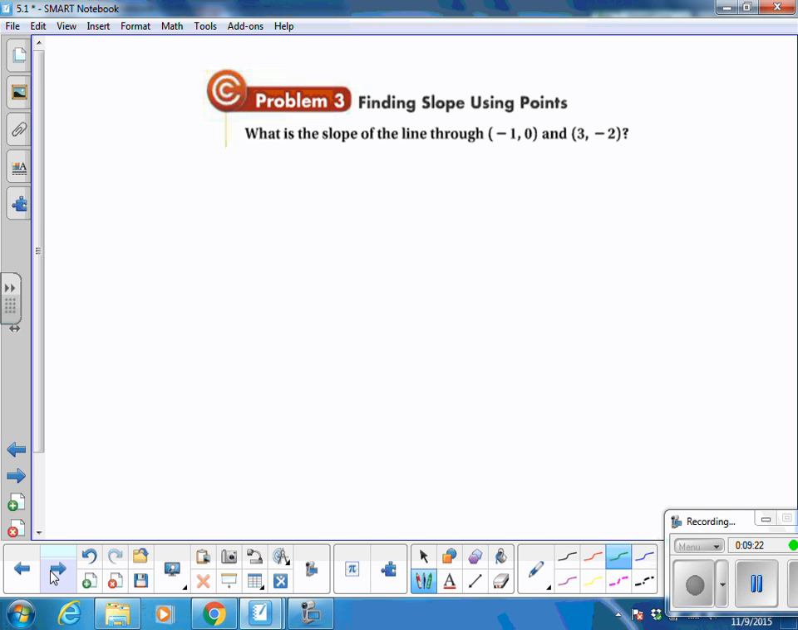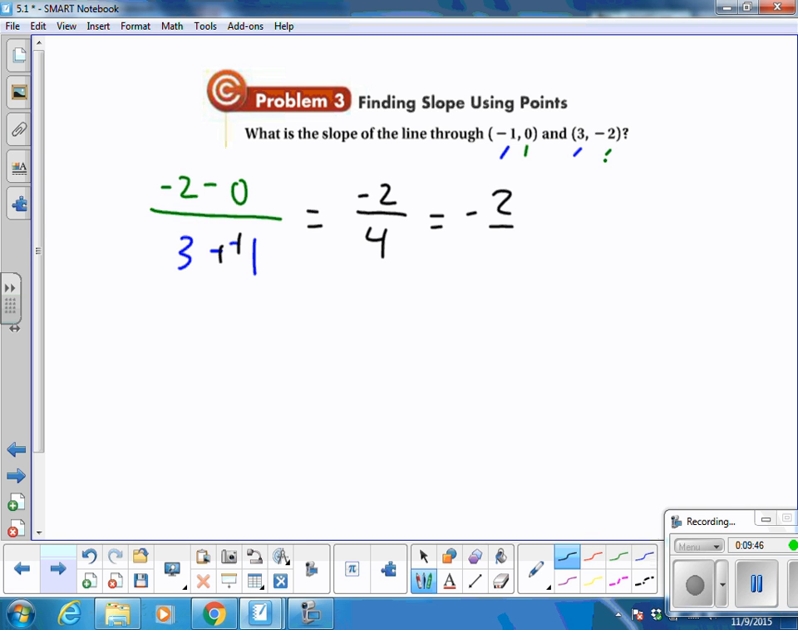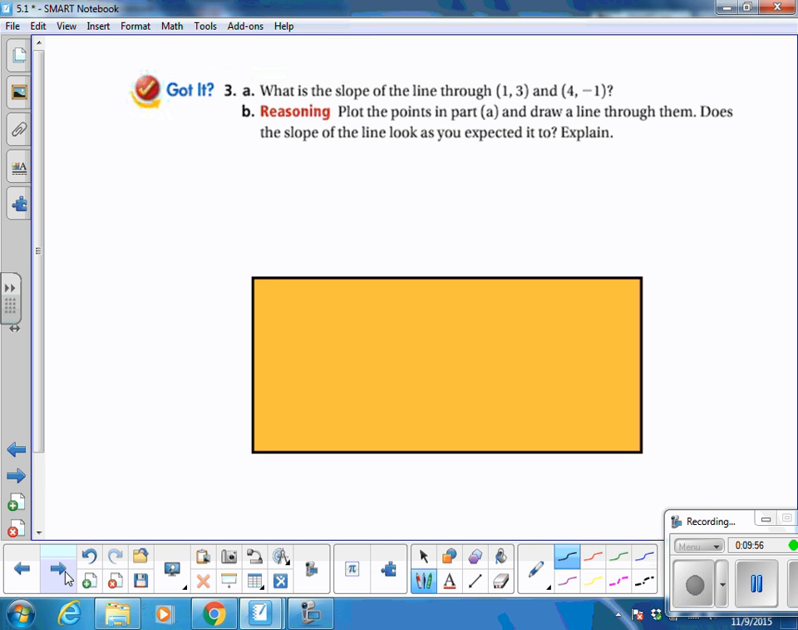So I'm going to start with -2 minus 0 over my change in x, 3 minus -1. And I'm going to simplify this as -2 over 4 because I add those together. And this becomes -2/4, which simplifies down to -1/2. That's the slope of my line. Why don't you give it a try?